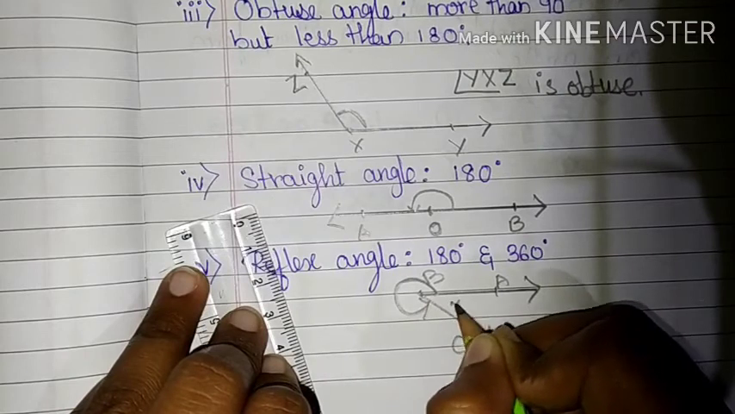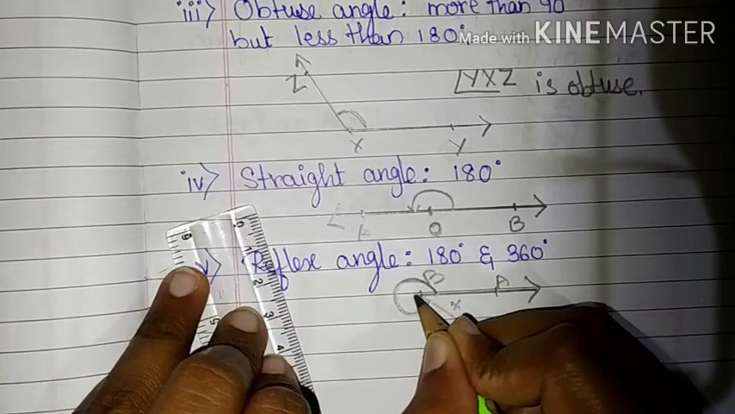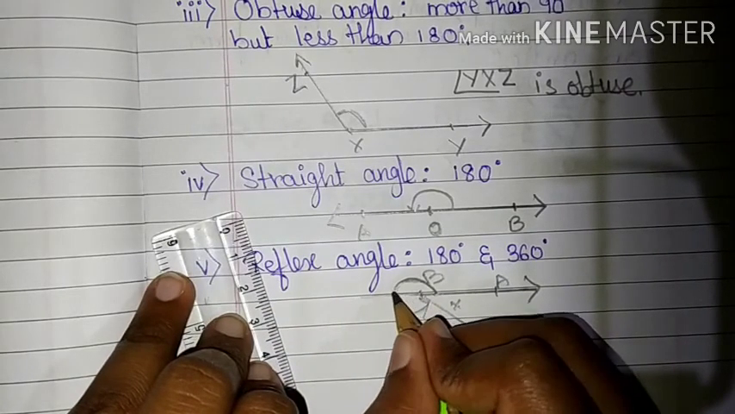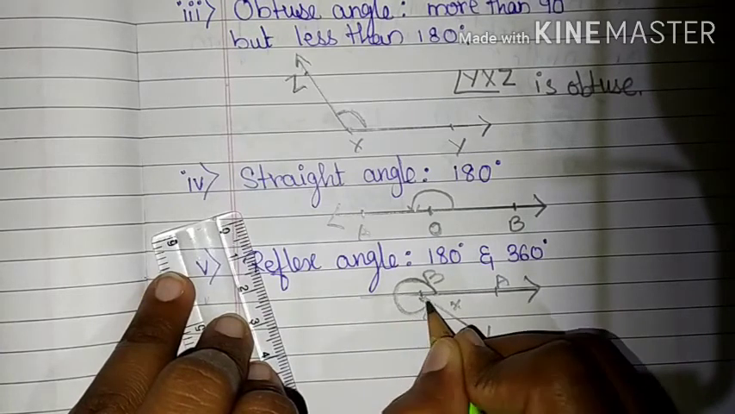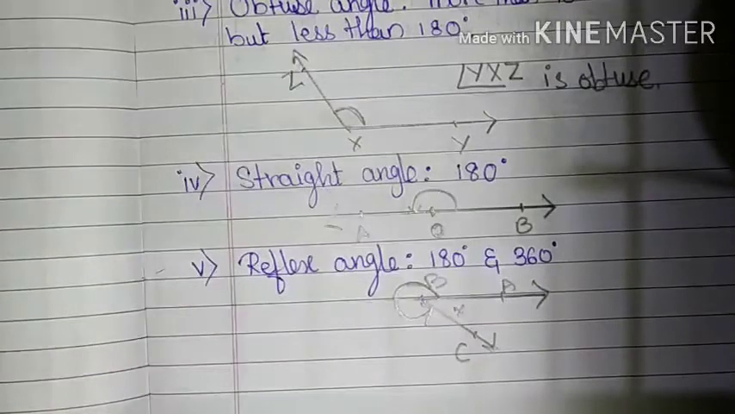Not this, this is wrong. This will be an acute angle. This is the reflex angle, which measures more than 180 degrees. 180 degrees was here up to here, but it is more than 180 degrees and less than 360 degrees. It is a reflex angle.